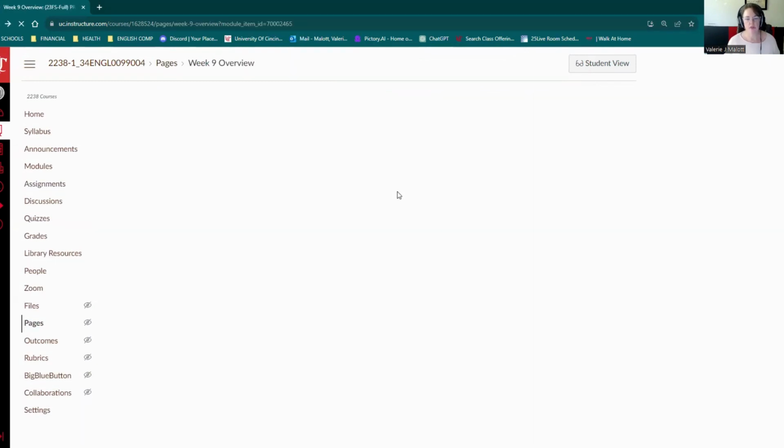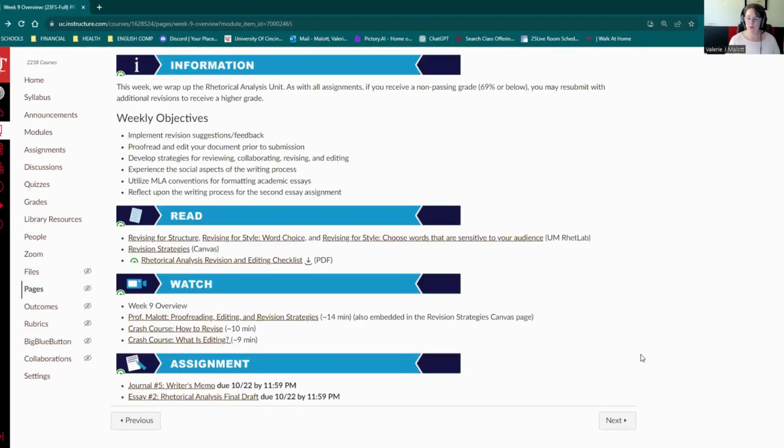Okay, so those are the 2 things. And of course, don't submit the writer's memo if you don't submit the draft, right? Because what I'm asking you to reflect upon is the writing process of that particular essay. It's not something that you can just rattle off randomly. It really has to be in context of writing the rhetorical analysis. Okay, so we're clear on that.